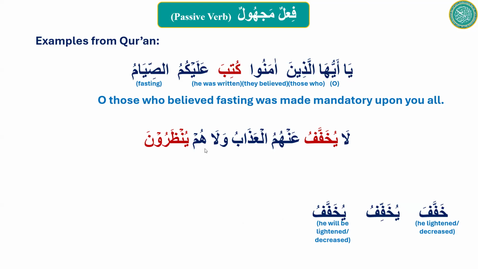Okay, let's complete the remaining. Wa, and; la, not; hum, they; yunzarun. No, hum doesn't mean them here. It means they. This is a detached pronoun, right? It is not attached to anything. If it was attached, then it would mean them. Over here, we need to work on yunzarun.